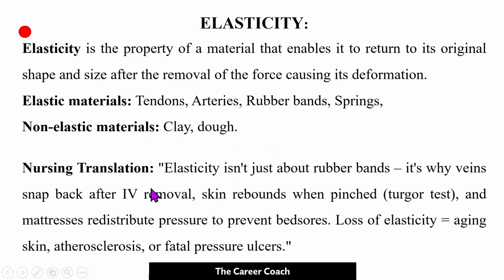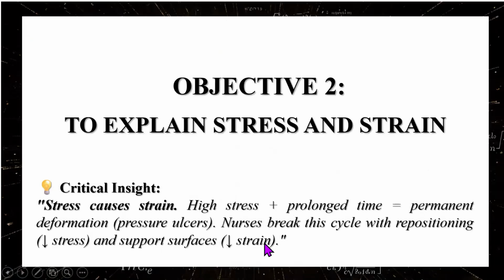Nursing translation: elasticity isn't just about rubber bands. It is why veins snap back after IV removal. Skin rebounds when pinched in a turgor test. That is, it redistributes pressure to prevent bed sores. Loss of elasticity will result in aging skin, atherosclerosis, or fatal pressure ulcers.